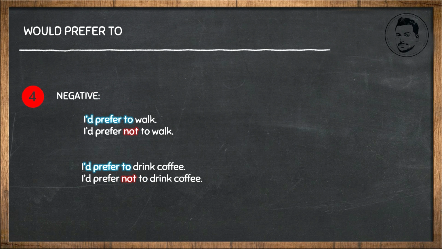Let's talk about its negative. I would prefer to walk. I would prefer not to walk. I would prefer to drink coffee. I would prefer not to drink coffee. That's all.